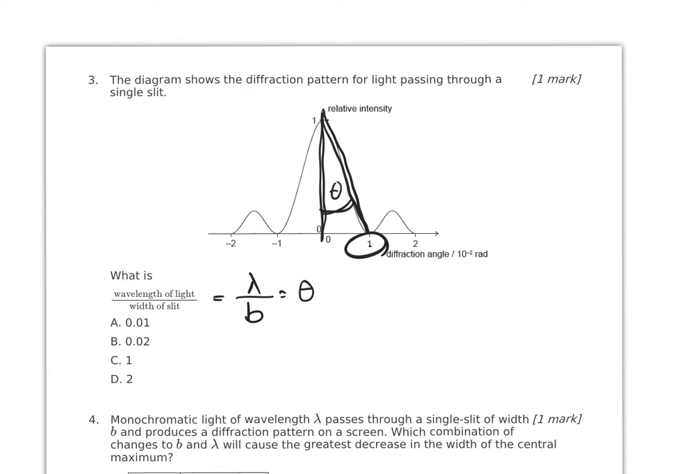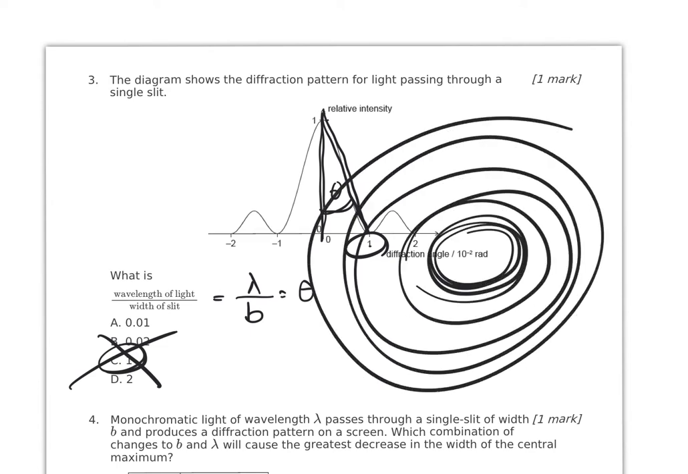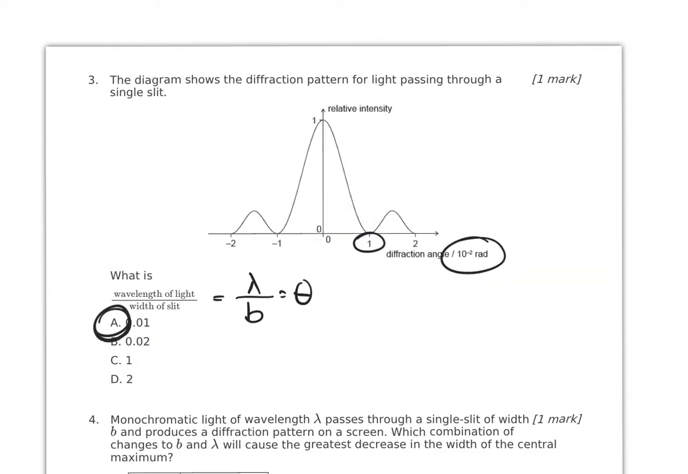So wavelength over b is equal to theta, which is going to be 1 times 10 to the negative 2 radians. Looking at the y-axis, x-axis, I can see that the answer is 1, so the answer would be choice C, because it's 1, right? Wrong, because like I just said, it's 10 to the negative 2 radians. So make sure that you don't miss that. It's 1 times 10 to the negative 2, so in fact, the answer is 1 times 10 to the negative 2, or 0.01 radians.